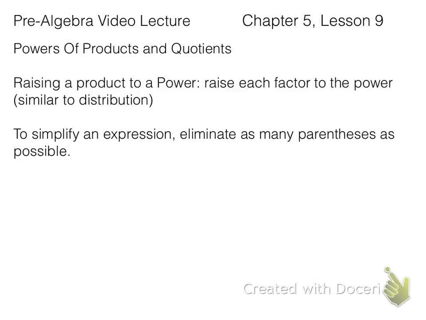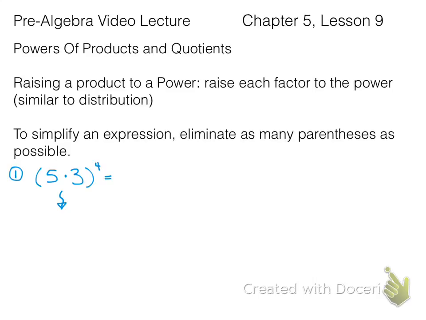So let's say we have a multiplication problem that is raised to a power or has an exponent. This is very similar to the distributive property. So what we're going to do is simplify the expression by eliminating parentheses as much as possible. All right, so let's say we have 5 times 3 to the fourth power, which is the quantity 5 times 3 to the fourth power.